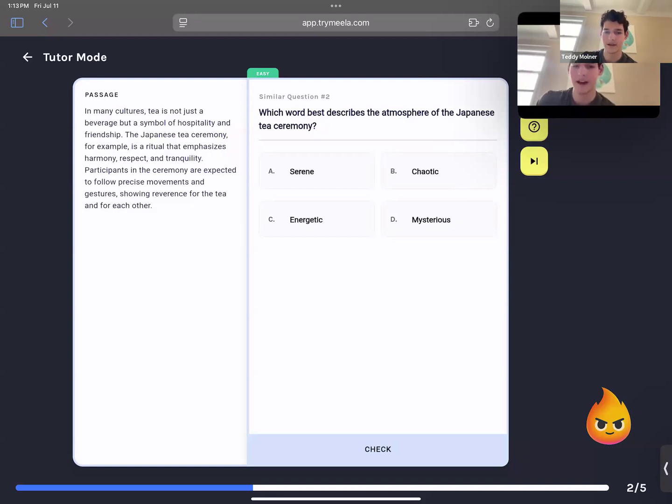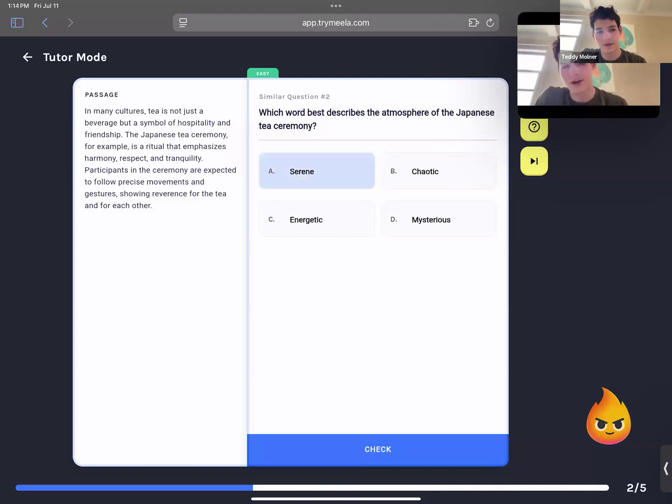I'm seeing a lot of A's. I think you guys are right. I think the answer is going to be serene, right? And this question ultimately comes down to understanding what the passage is describing and understanding the words. Chaotic. Well, our key words here are respect, harmony, tranquility. Doesn't sound chaotic at all. Energetic. I guess there is a philosophical argument to be made that tranquility can also be some sort of energetic, but I don't think we're going that deep here.